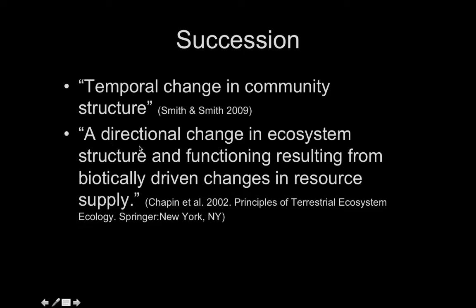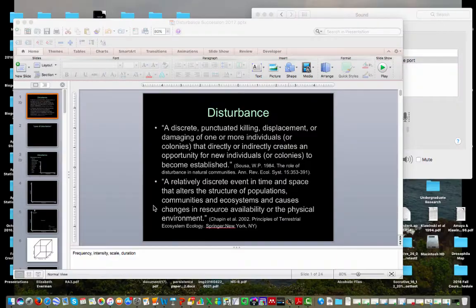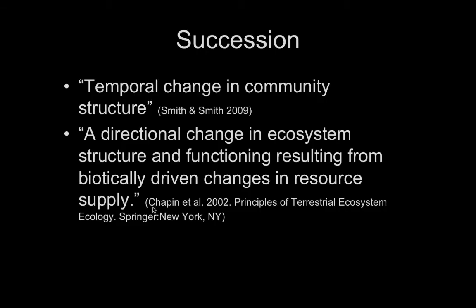definition here because it indicates that it's a directional change in structure and function, and it's the result of biotically driven changes in resource supply. And so when we talk about succession, we're talking about what organisms in the ecosystem that is undergoing change do to alter resource supply. When we think about resource supply, the thing that should jump immediately into your brain is competition theory, because oftentimes competition is centered on resource supply, and your textbook talks about this.